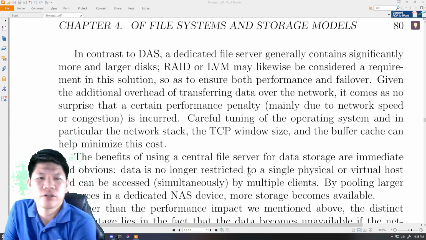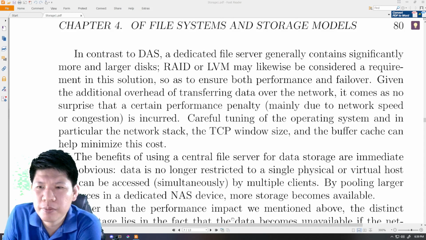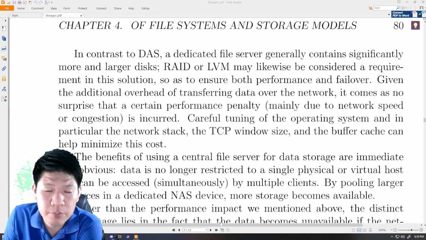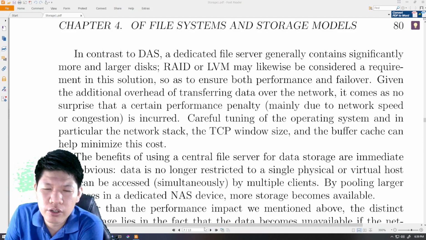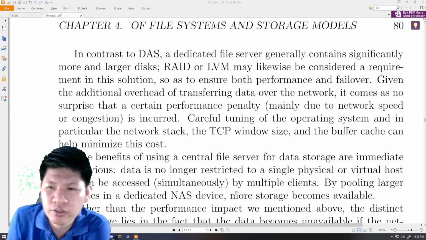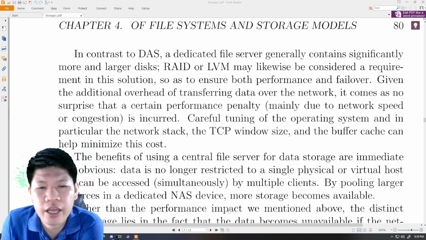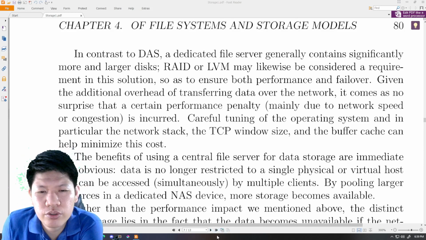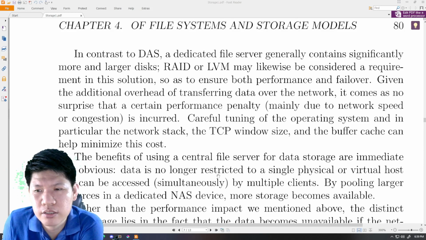In contrast to DAS, a dedicated file server generally contains significantly more, a large amount of disk space. A RAID configuration, or a logical volume manager, may likewise be considered a requirement for this kind of solution, to ensure that both performance and failover are addressed.